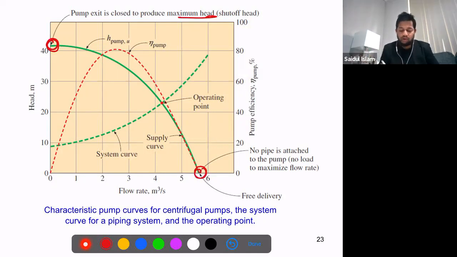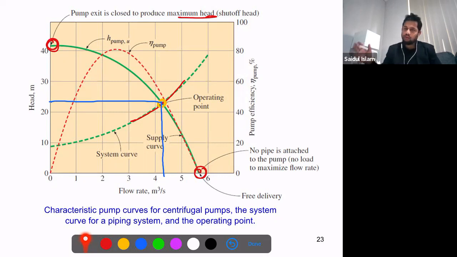The system will start operating when this system curve and the pump head curve intersect. So this is the point. This is the operating point. That means it gives the flow rate and the head. And the efficiency increases with the flow rate, and then it decreases. It's kind of like a projectile. If you throw a piece of stone upward, toward the sky, it will travel some distance, then stop, and then fall again. So the efficiency acts like this.